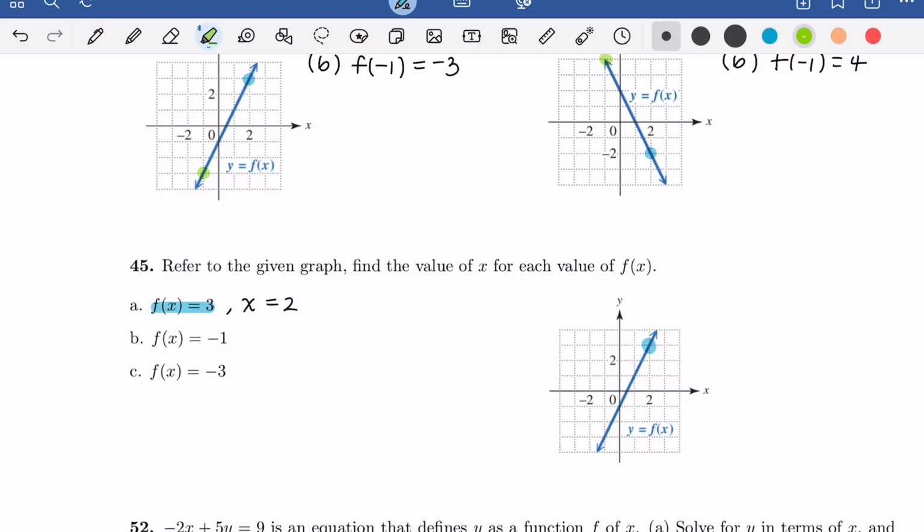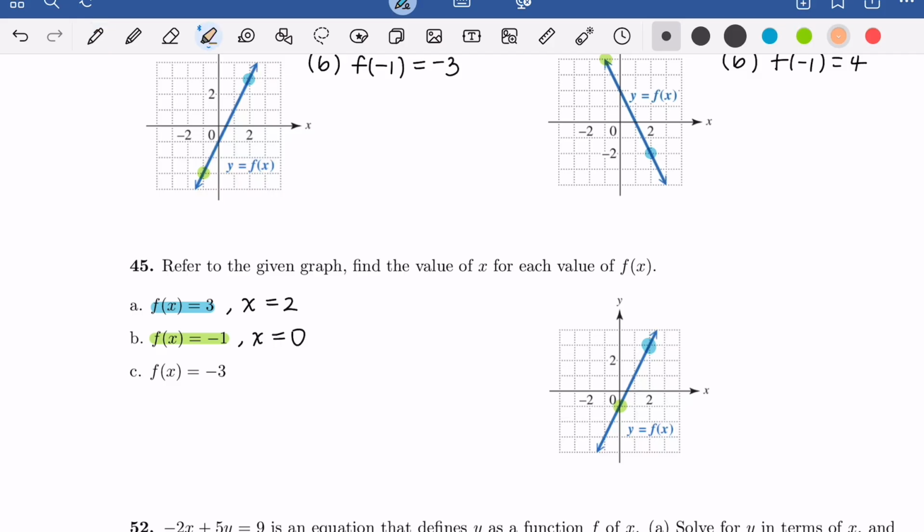All right, let's look at this next one. For part B, we're told that our output value is -1. So we're going to go to -1 on our y-axis, and that's going to give us an x value of 0. We're not moving in either direction. We're just on this y-axis here. So that's that point there, and our x value in this case is 0.